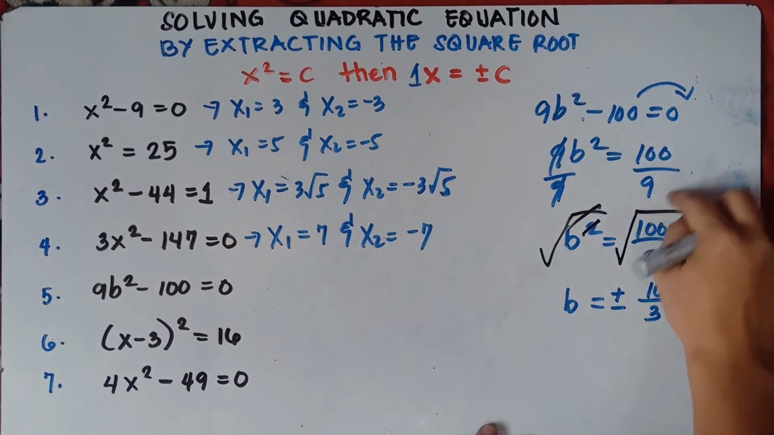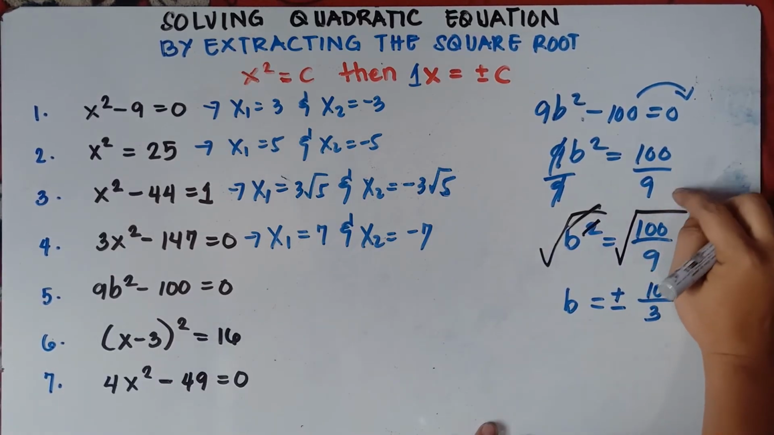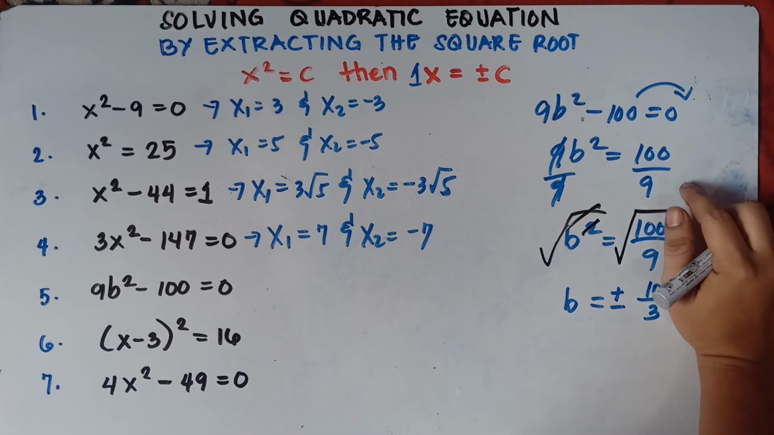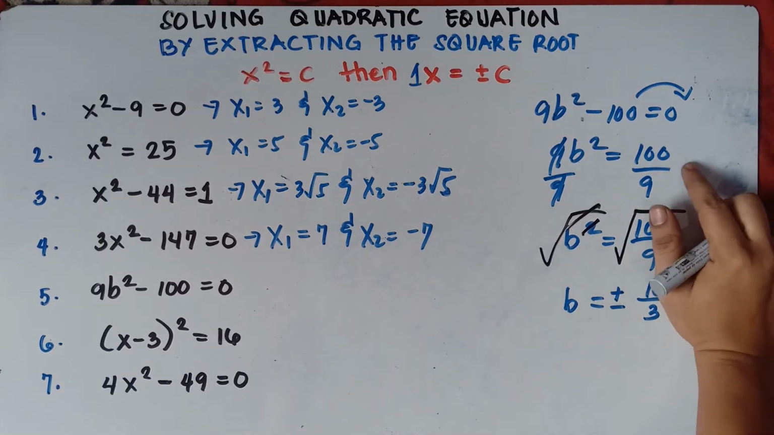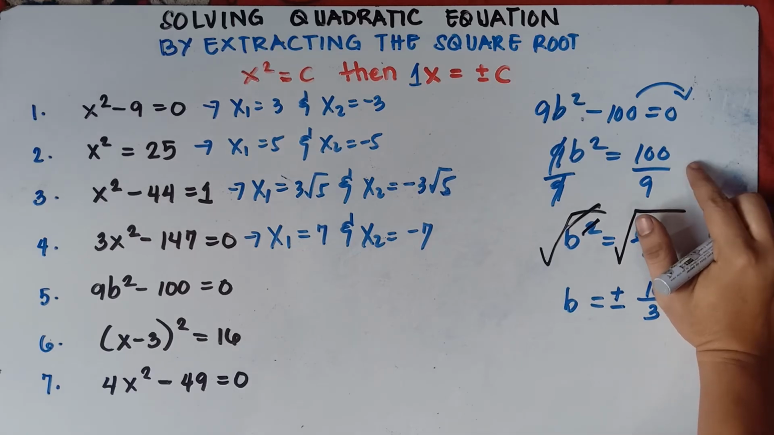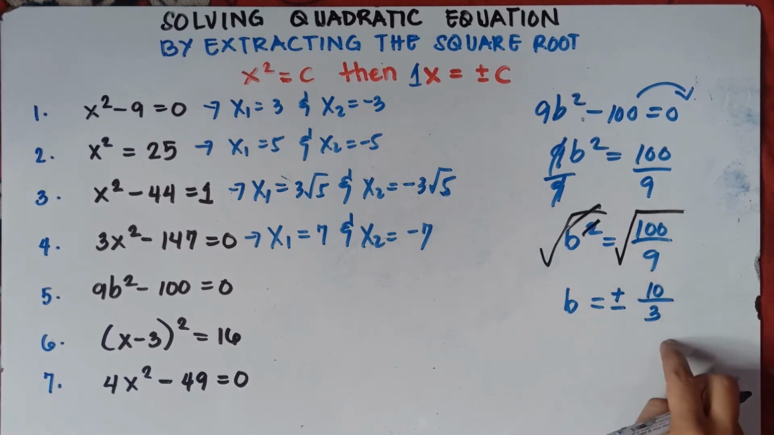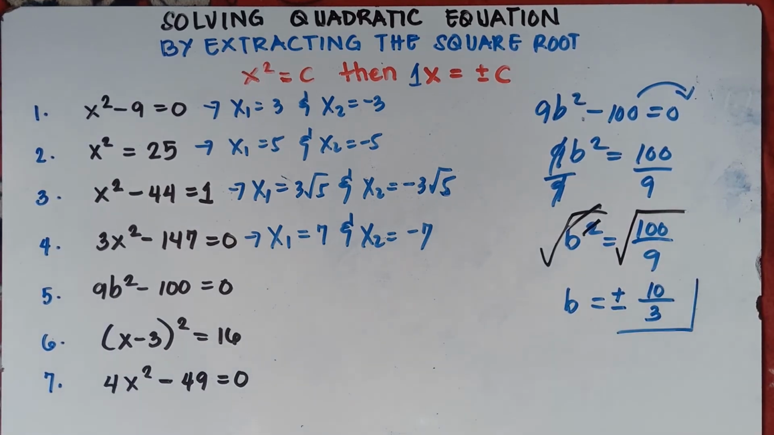Alright, so once again, 100 divided by 9. Since we cannot divide this one evenly, we get a decimal answer. We're not allowed to have a decimal answer for this one, so just simply copy. We cannot reduce this one. If we can reduce, you can reduce. But since we cannot reduce this one, this will be 100 over 9. Simply copy and you get the square root. So your final answer is this one.